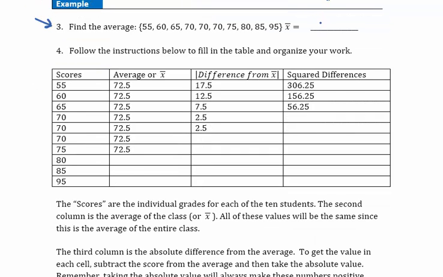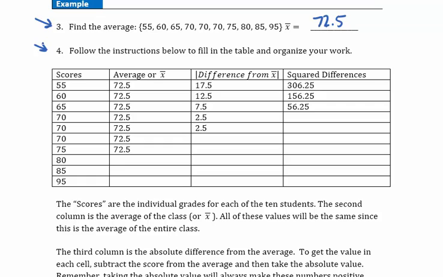Okay, hopefully you calculated that average. You came up with 72.5. That's not a percentage, that's a score, right? So the average score on this test was 72.5. Now what we're going to do is fill in this chart down here in 4. And that chart then is going to help us find the standard deviation.